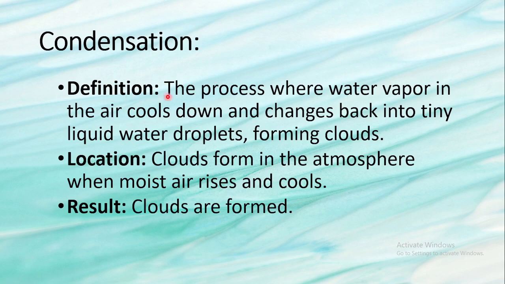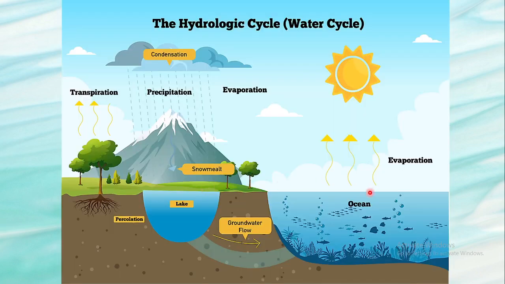Condensation. Definition: the process where water vapor in the air cools down and changes back into tiny liquid water droplets, forming clouds. Location: clouds form in the atmosphere when moist air rises and cools. Result: clouds are formed. When this water vapor rises into the atmosphere, it cools down and then clouds are formed. This process is called condensation.